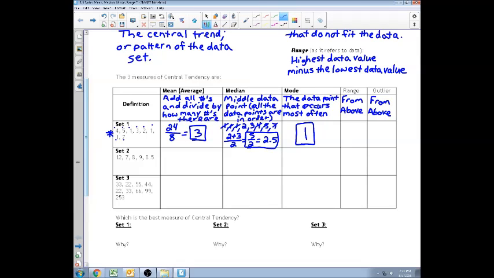The range is the largest number. What is the largest number in my data set? It is 7. So it'll be 7 minus the smallest number, which is 1. In this case, I do not have to use the number 1 more than once. I'll just subtract it one time. So 7 minus 1 would be 6. That is my range. An outlier. In this case, the numbers are so close together that there isn't really an outlier.